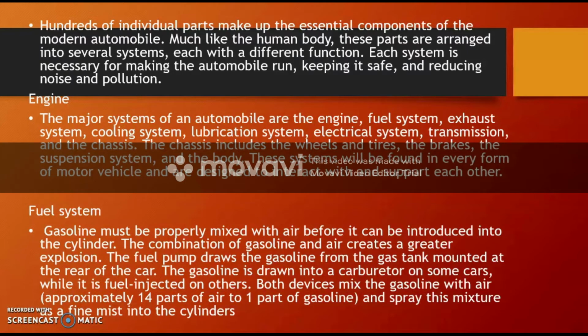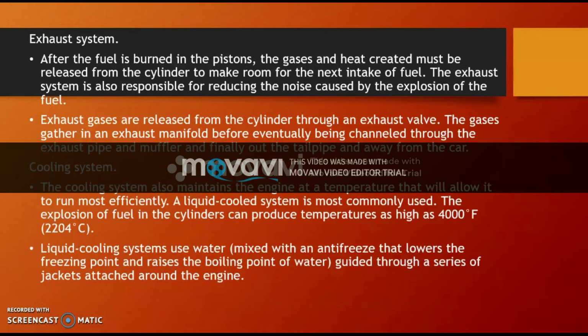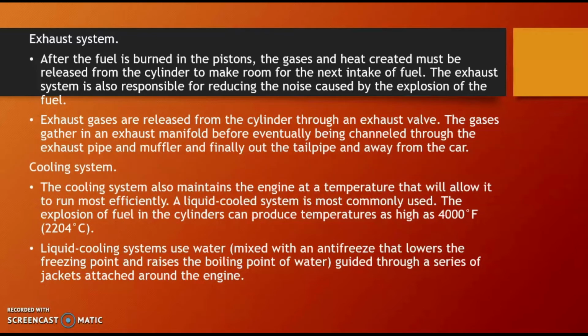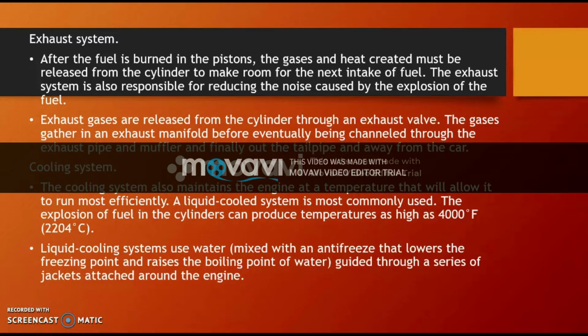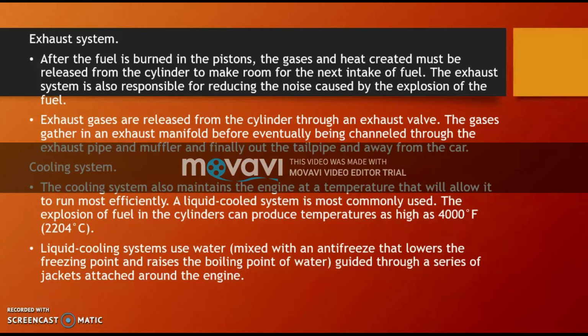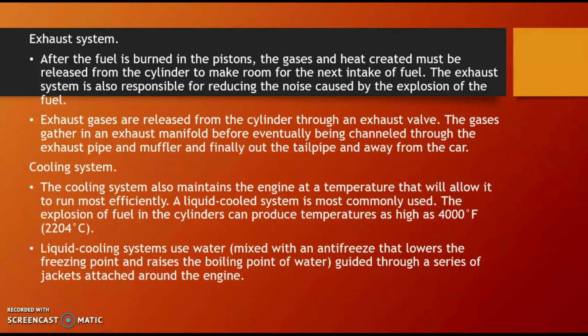and spray this mixture as a thin mist into the cylinders. Exhaust system. After the fuel is burned in the piston, the gases and heat created must be released from the cylinder to make room for the next intake of fuel. The exhaust system is also responsible for reducing the noise caused by the explosion of the fuel. Exhaust gases are released from the cylinder through an exhaust valve. The gases gather in the exhaust manifold before eventually being channeled through the exhaust pipe and muffler, and finally out the tailpipe and away from the car.